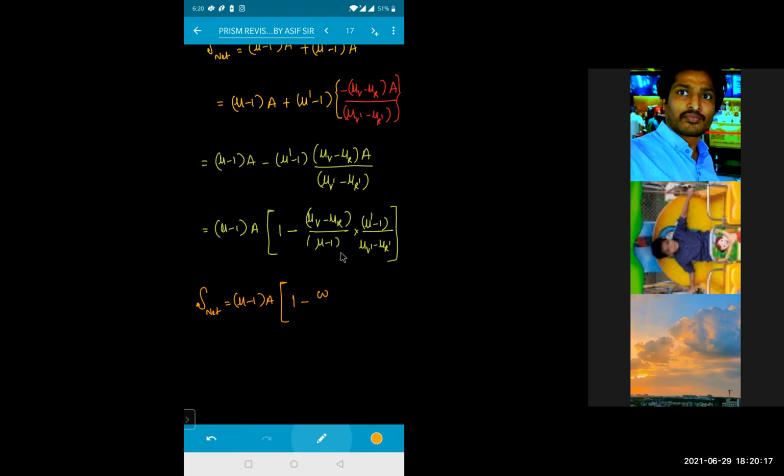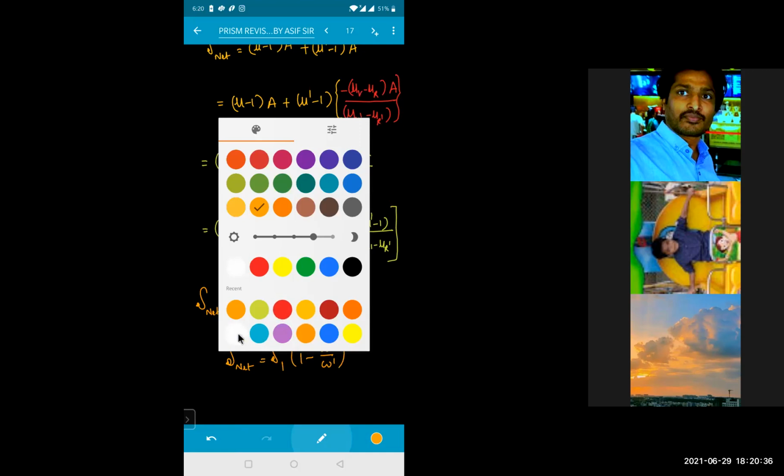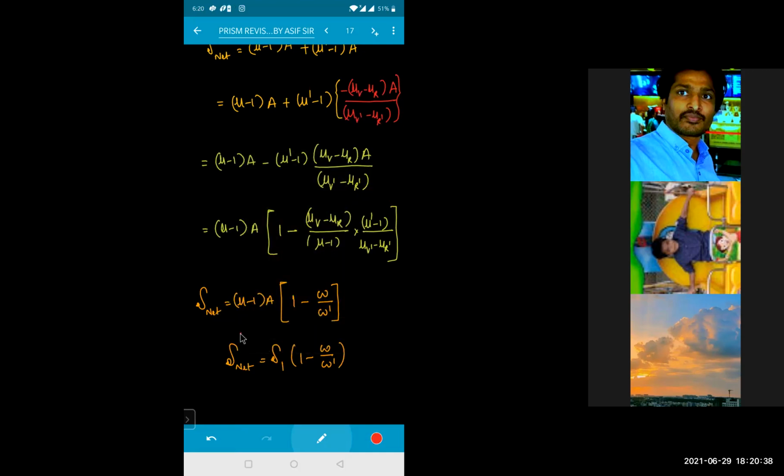This is the opposite of this one. So 1 by omega dash. Mu minus 1 is nothing but the deviation in the first prism. So I can write delta net will be equal to delta 1 into 1 minus the dispersive power of the first prism divided by the dispersive power of your second prism. This is your formula for your NEET examination or mains examination for your competitive track.